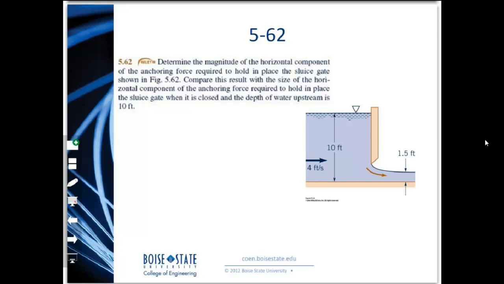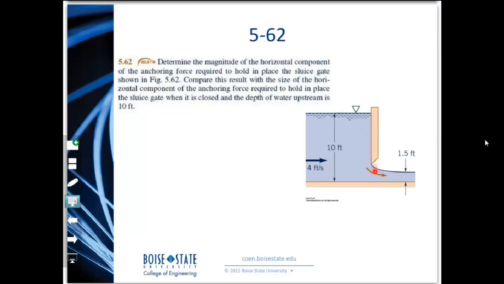Okay, let's look at a problem. We're asked to determine the magnitude of the horizontal component of anchoring force required to hold in place the sluice gate as shown. And we're asked to compare this with the size of the horizontal component of the anchoring force required to hold in place the sluice gate when it is closed and the depth of the water upstream is 10 feet.